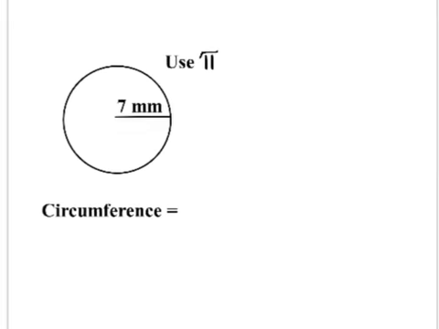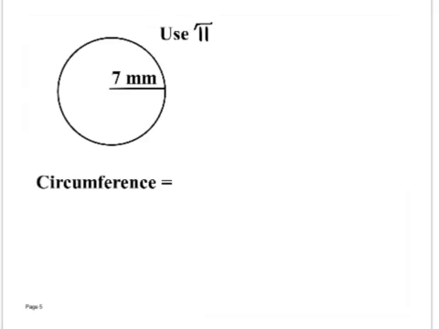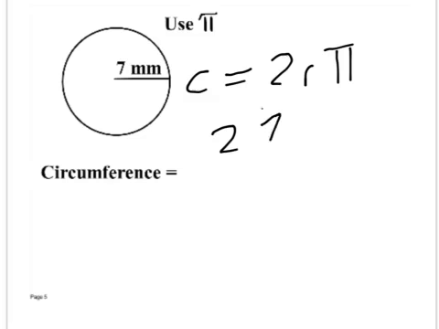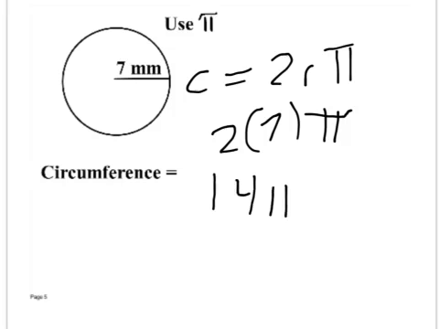All right, you need to draw this circle. Put the radius is 7 millimeters, and use pi. The problem before, we used 3.14. Here we're just going to use a symbol. My formula when given radius, circumference equals 2r pi. 2 times 7, and instead of writing 3.14, we're just using the symbol. We're not actually going to do all the calculations. 2 times 7 is 14. My answer is 14 pi millimeters.